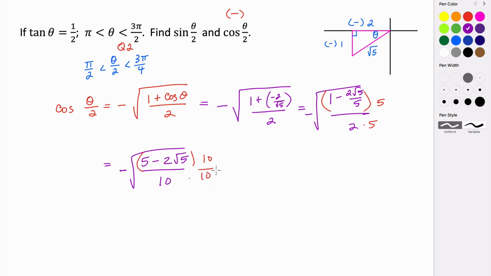And we're going to get the square root of 50 minus 20 rad 5. And this would all be over 100. But then if you broke it up into two radicals, we just have the negative square root of 50 minus 20 rad 5 all over 10.